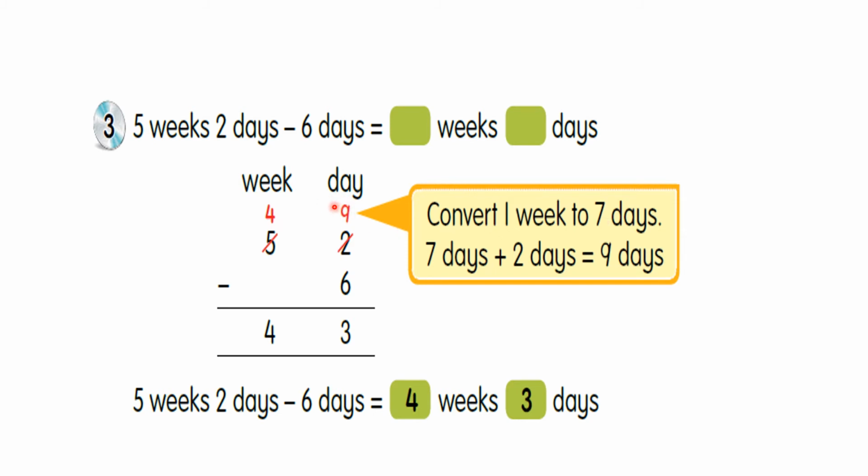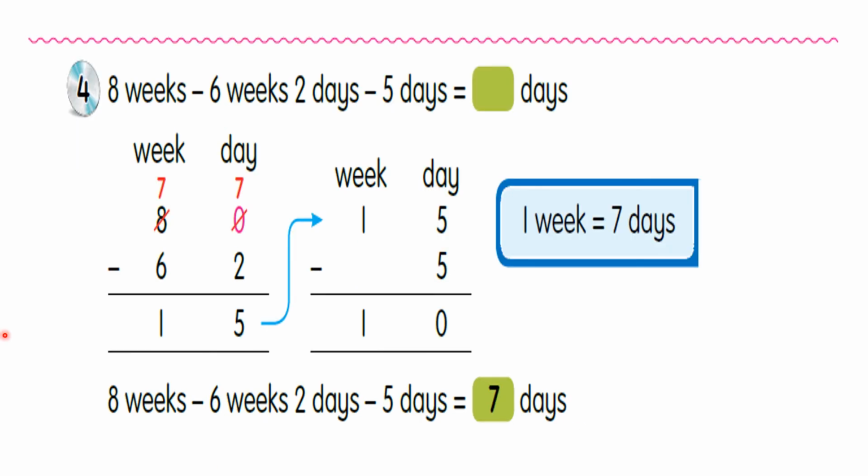Right? So 7 plus 2, 9. So 9 minus 6, the answer is 3. Then you borrow here, right? So 5 minus 1, you get 4. So put 4 here. So the answer is 4 weeks, 3 days. Okay? That's it. Now this.